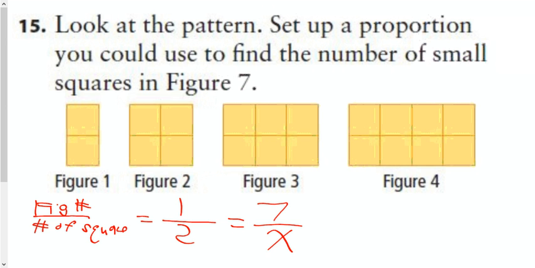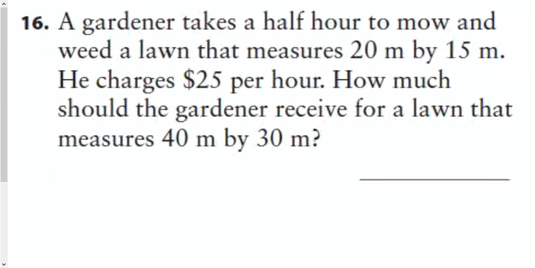That's true. That's a pretty easy question. Question 16 says, a gardener takes half an hour to mow and weed a lawn that measures 20 meters by 15 meters. He charges 25 bucks an hour. How much should the gardener receive for a lawn that measures this?